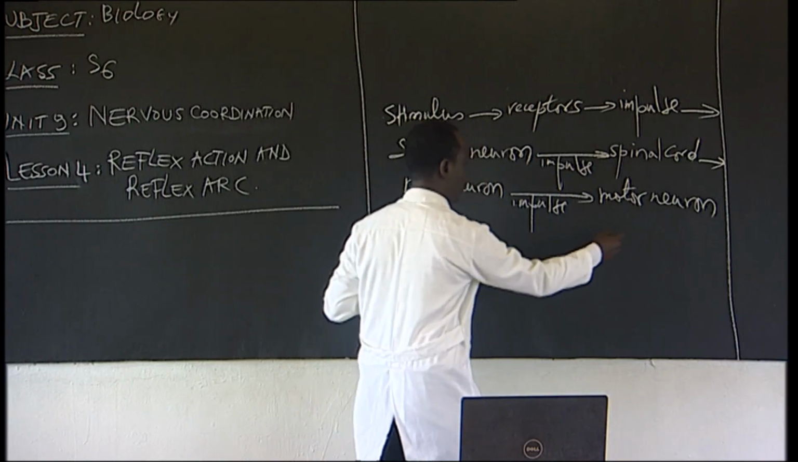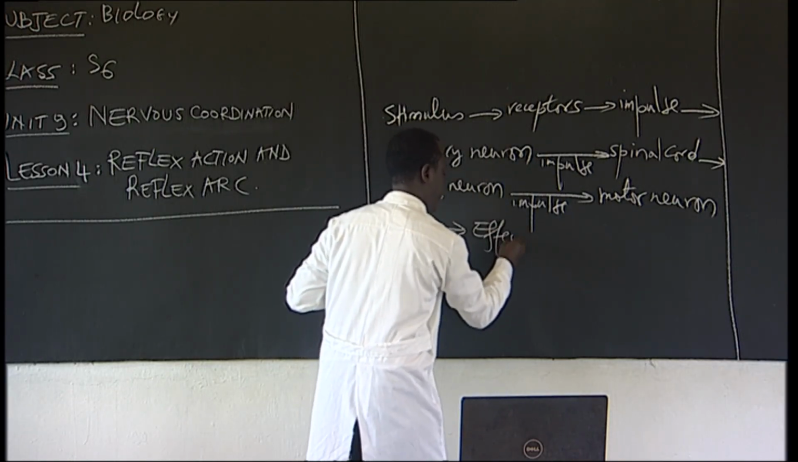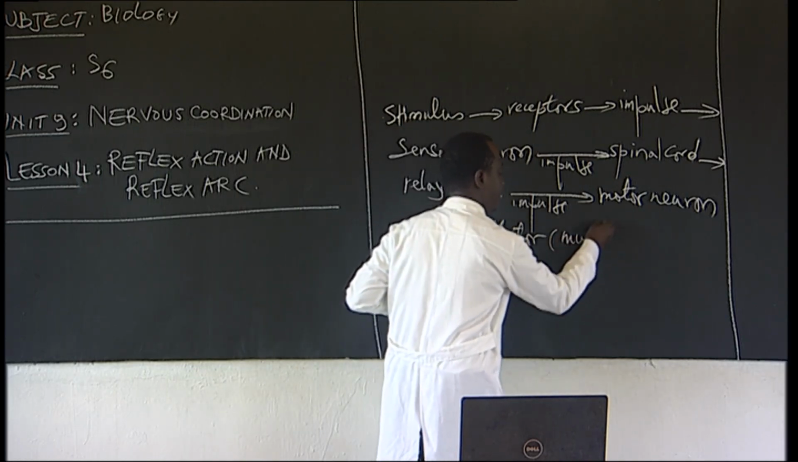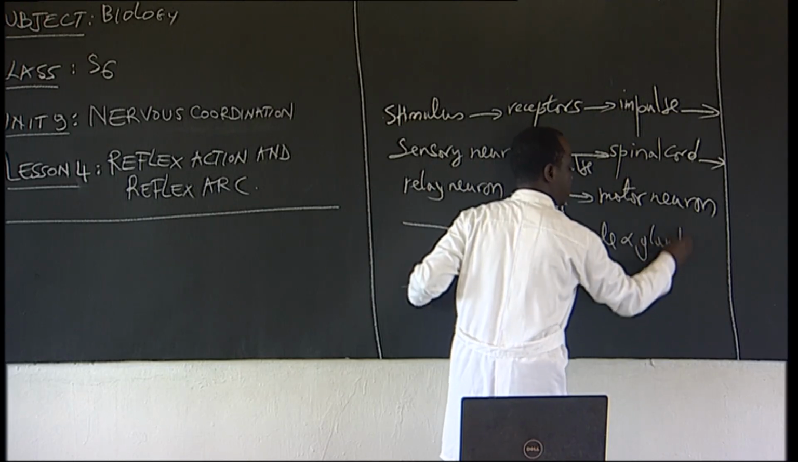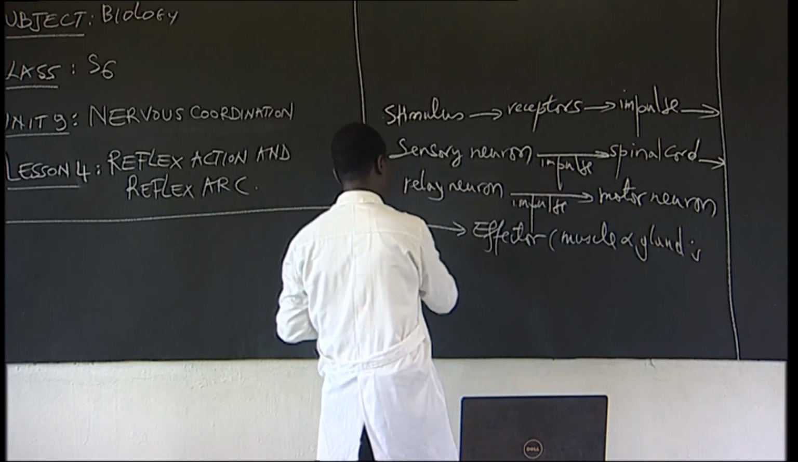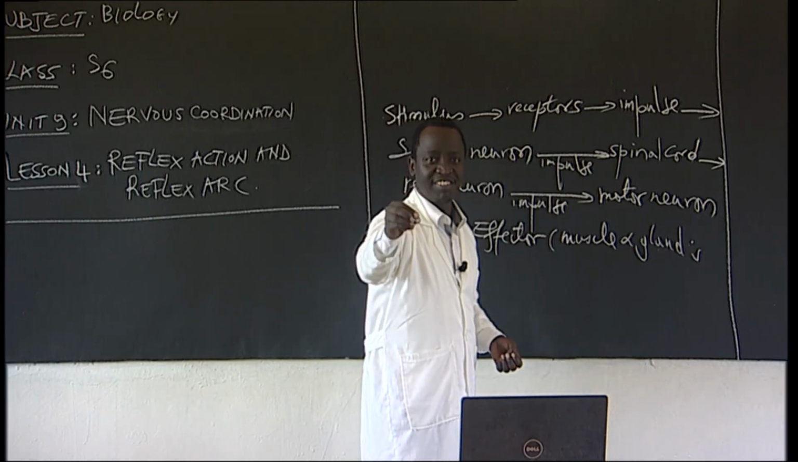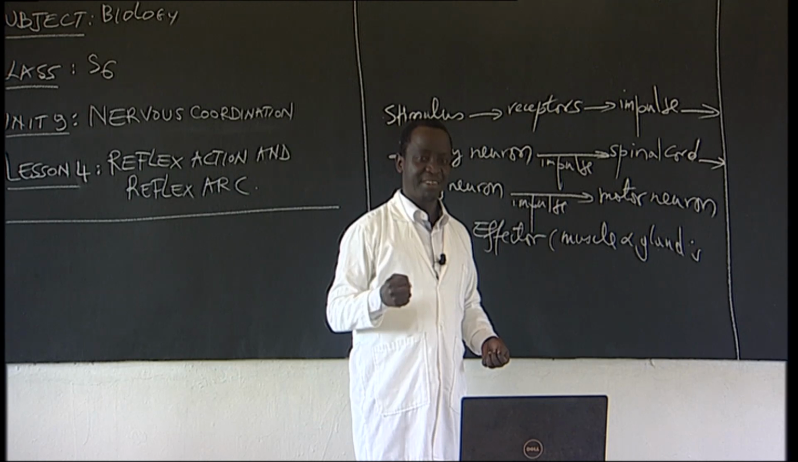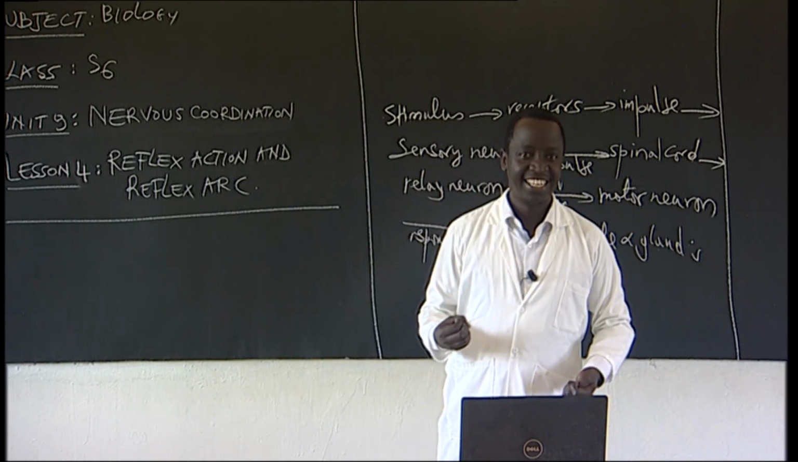The response is going to be carried by this motor neuron to effectors. Effectors are like muscles and glands. Now the response is coming. If you touch the hot object, you are now able to remove your finger. Are you getting these changes? Nice. Good.